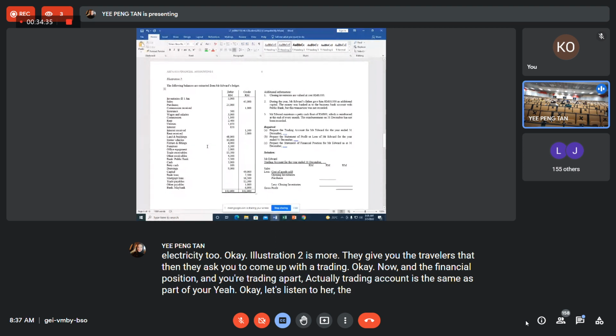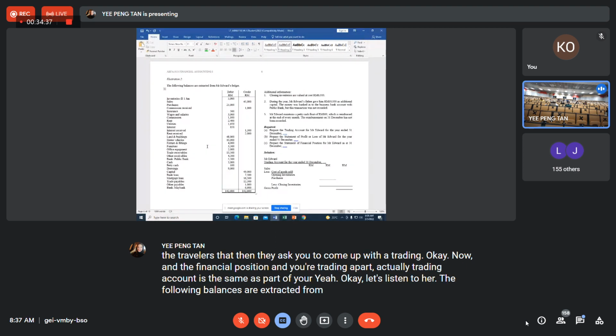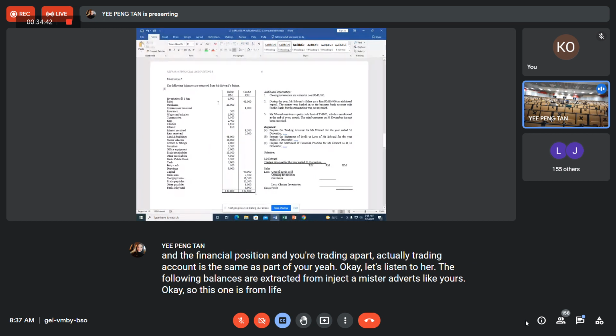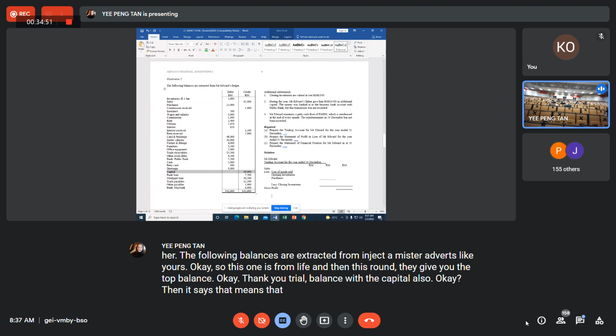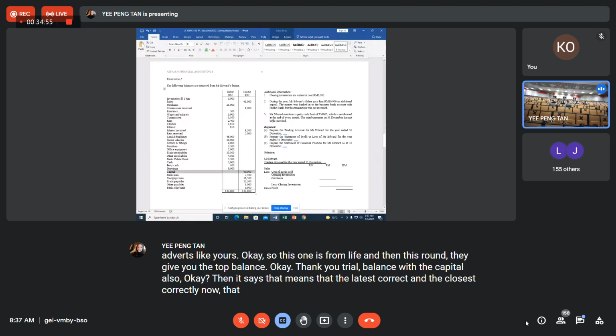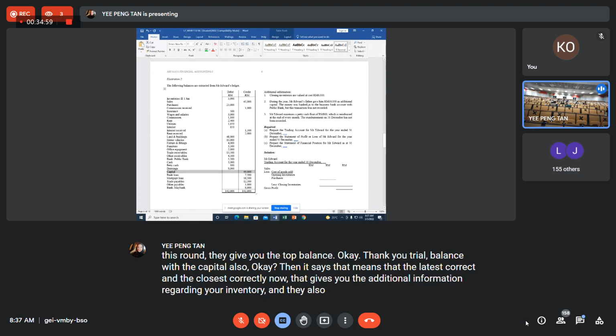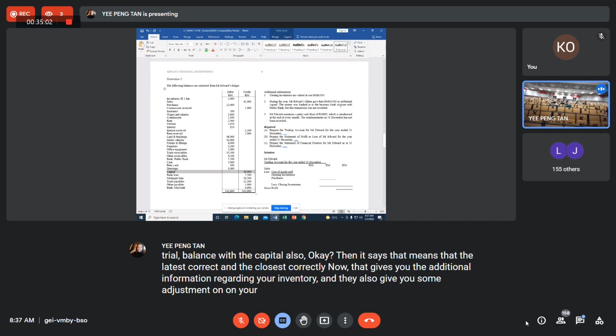The following balances are extracted from Mr. Edward's ledgers. This one is from his ledger, and this round they give you the full trial balance with the capital also. That means the ledger is correct and they posted correctly here already. Now they give you additional information regarding your inventory, and some adjustments on your additional capital, and also the petty cash, how to maintain petty cash.